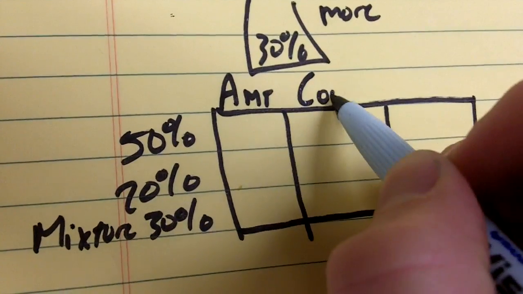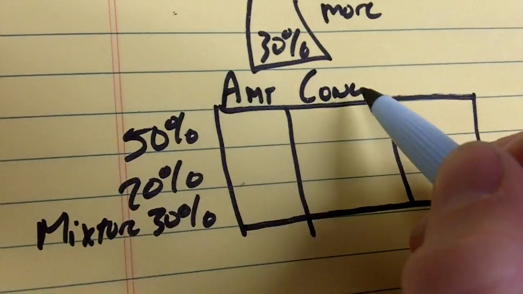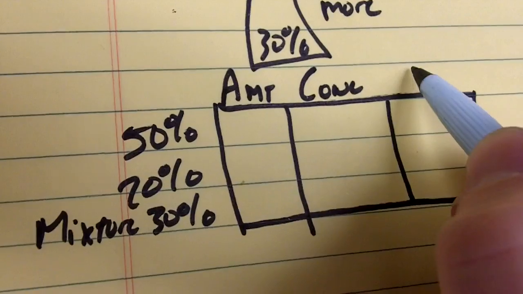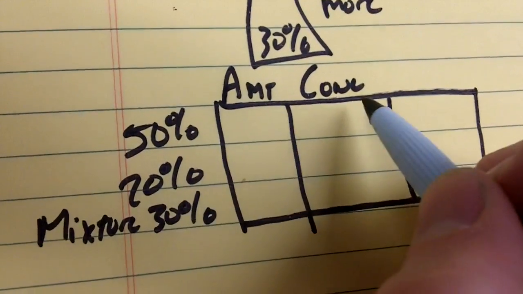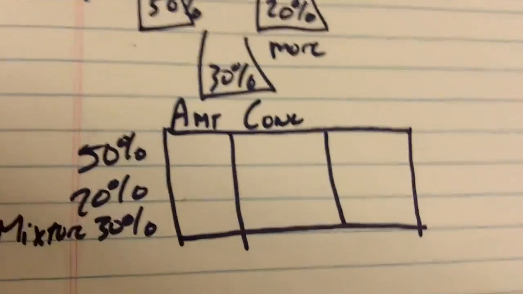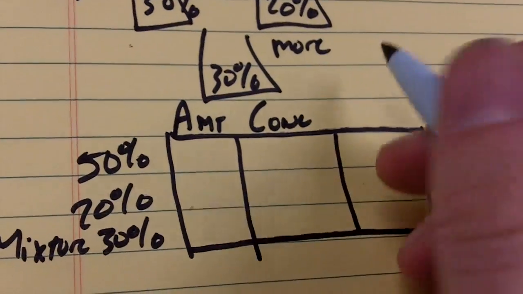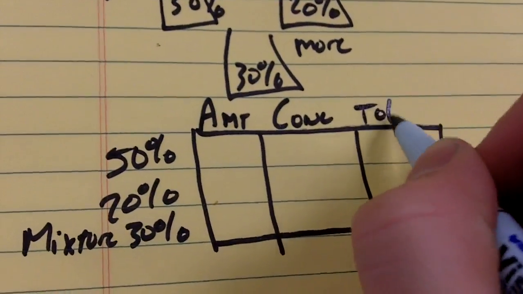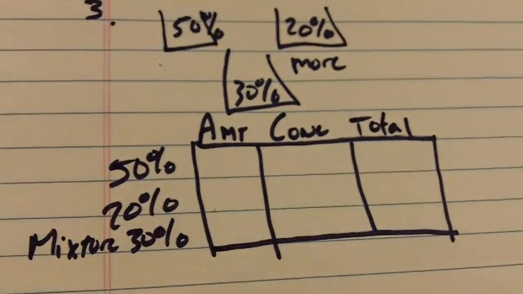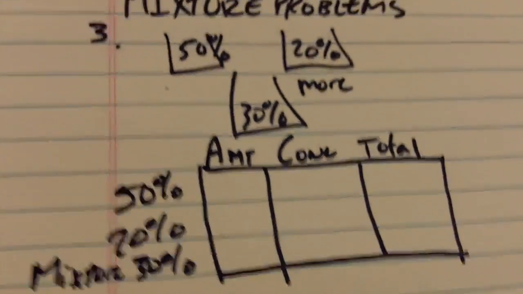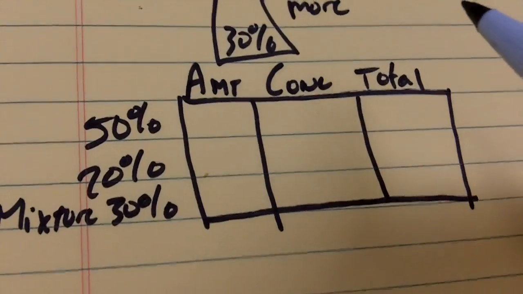What's the concentration? Well, these are easy because they already told me. And what's the total going to be? And total, I'm just going to multiply the amount times the concentration. And that should give me the amount of acid. I'm just going to call this a total for now, just to keep track of things. So, concentrations, let's fill in what we know earlier.